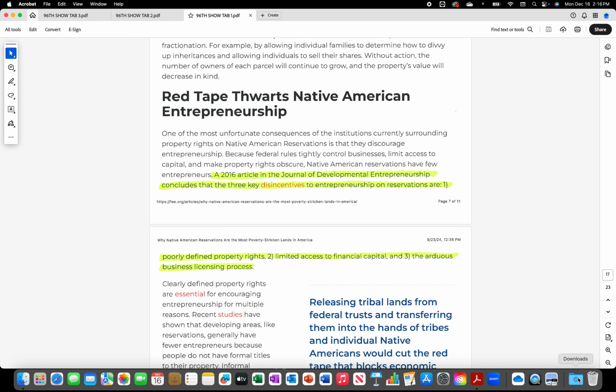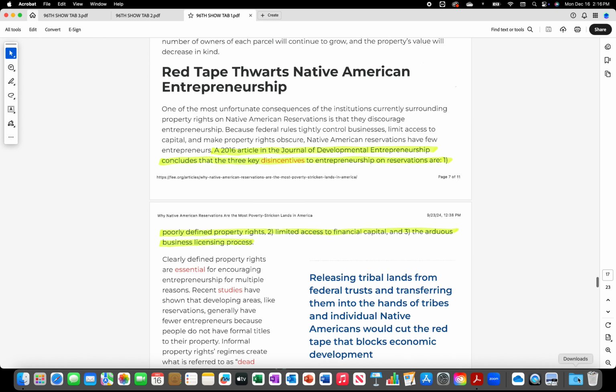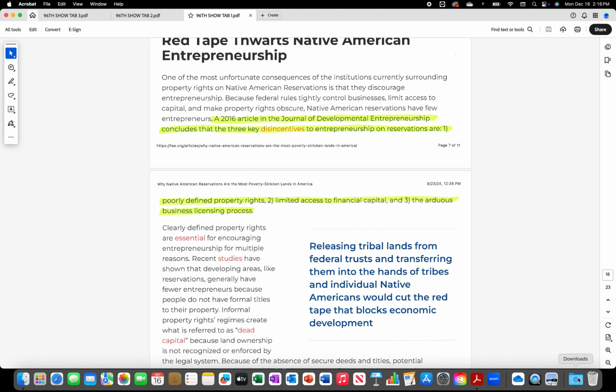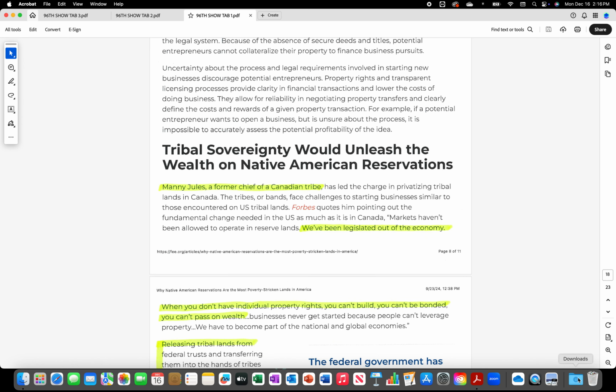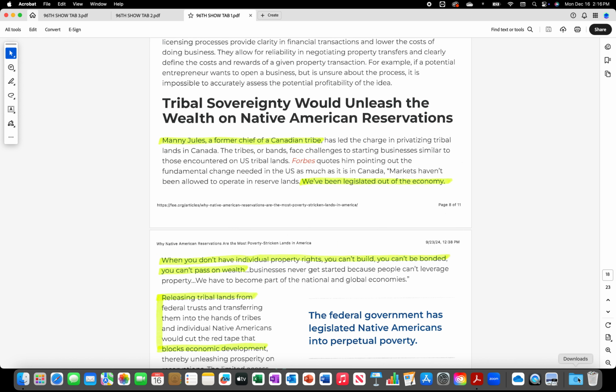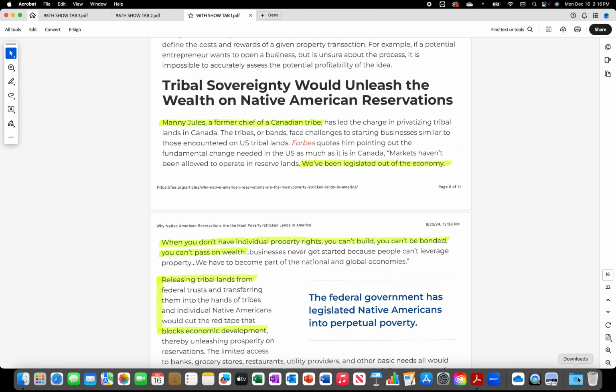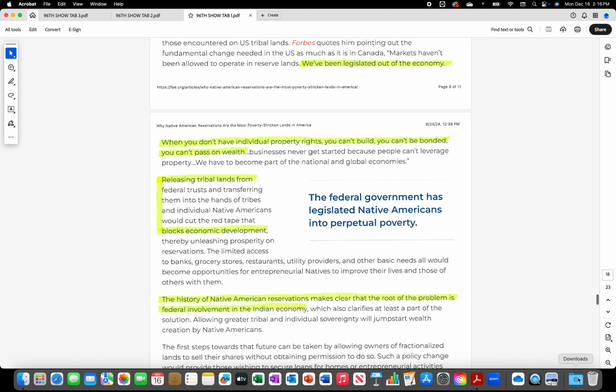A 2016 article in the Journal of Developmental Entrepreneurship concludes that the three key disincentives to entrepreneurship on reservations are: 1, poorly defined property rights; 2, limited access to financial capital; and 3, the arduous business licensing process. Manny Jules, a former chief of a Canadian tribe, some old Canadian tribe: "We've been legislated out of the economy," the former chief says. "When you don't have individual property rights, you can't build, you can't be bonded, you can't pass on wealth."